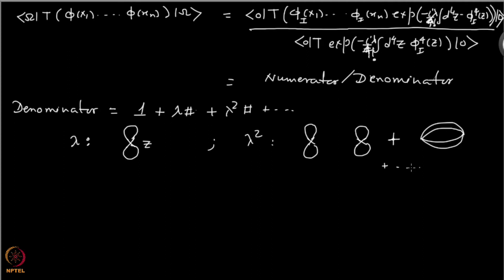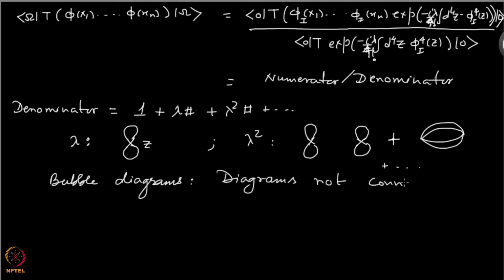So these kind of diagrams which are not connected to any external point, these are called bubble diagrams. Diagrams not connected to any external point. Okay, so such diagrams are called bubble diagrams.